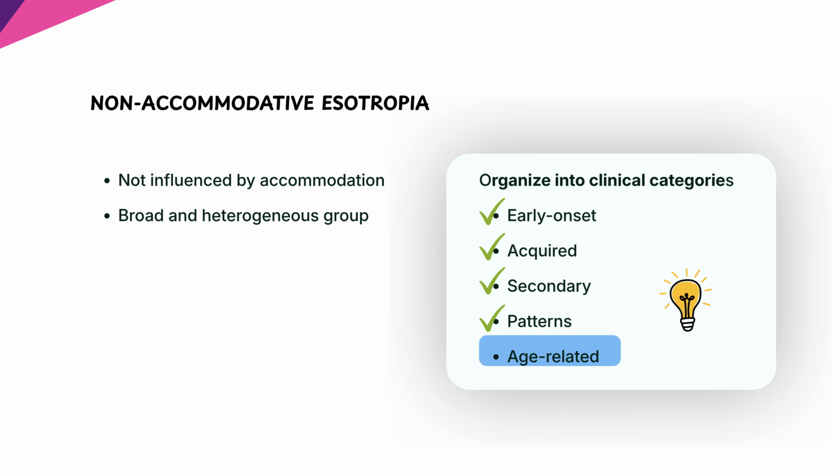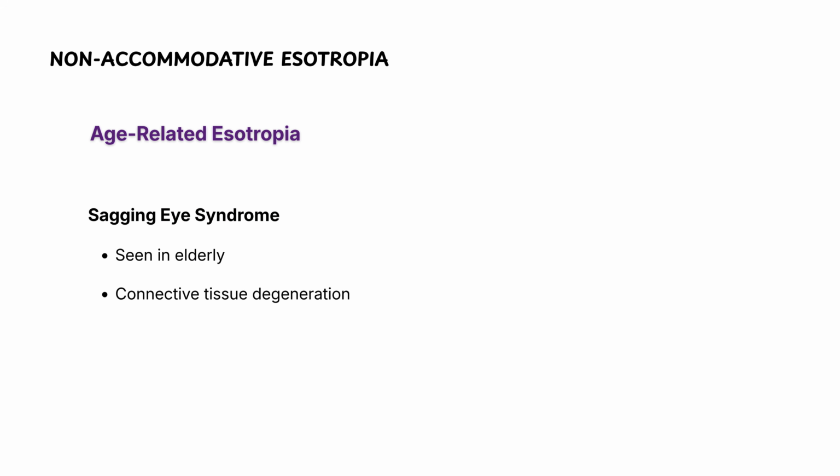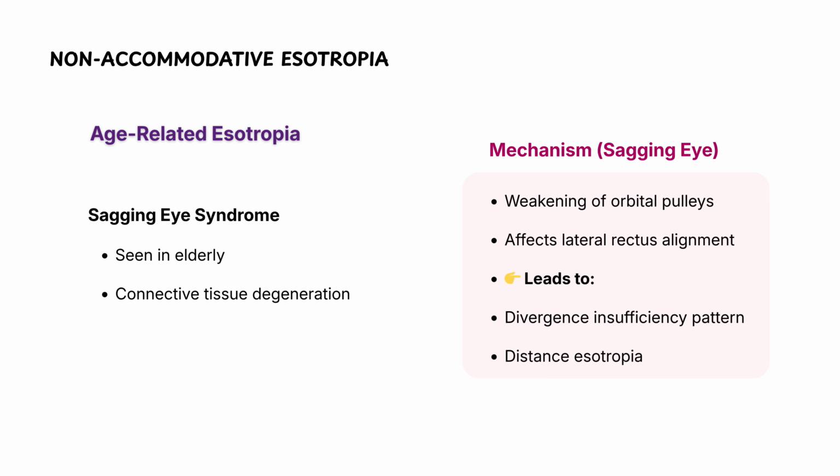Another category is the mechanical esotropias or the age-related esotropias. In elderly patients, esotropia may occur due to age-related changes in the orbital tissues. This is seen in the sagging eye syndrome. With aging, the connective tissues that support the extraocular muscles, particularly the pulley systems, become lax and displaced. As a result, the alignment of the muscles changes, especially affecting the lateral rectus function. This leads to a divergence insufficiency pattern with esotropia more prominent at distance.